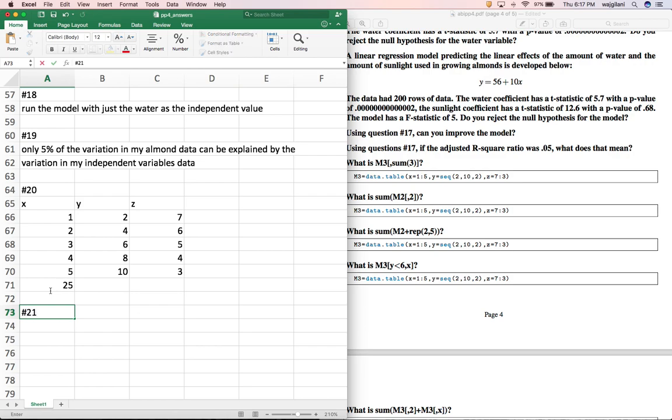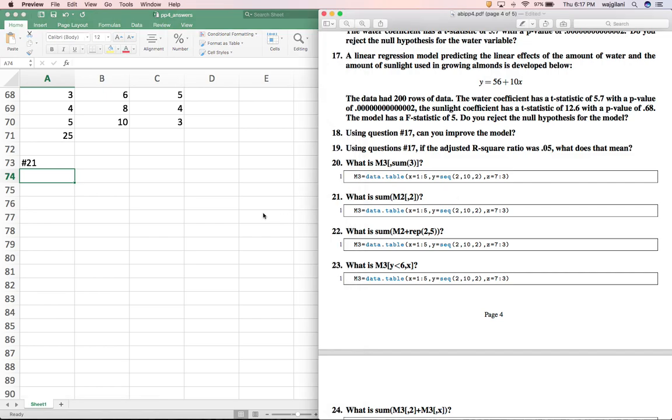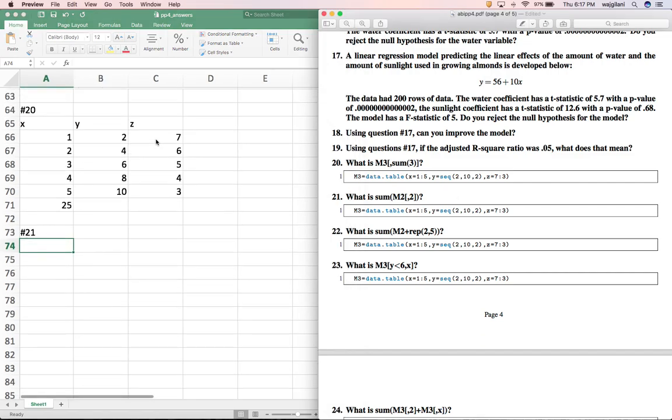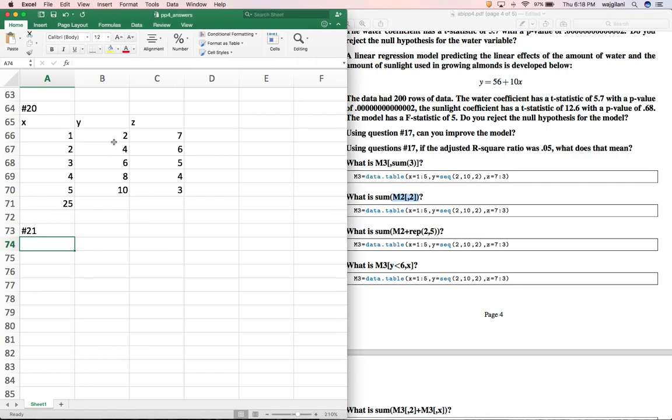Number 21. What is the sum of M2 comma 2? All right, I already have this. Oh, this is a typo, by the way. This should be M3, and this should be M3. So I apologize for the typo because these are M3 tables. So 21, what is the sum of M3 comma 2? Now go do inside the parentheses first. So M3 comma 2 is basically this column right here. So this is just going to give me a vector of these values right here, and the summation of these values is going to give me 30. So 21 is 30.